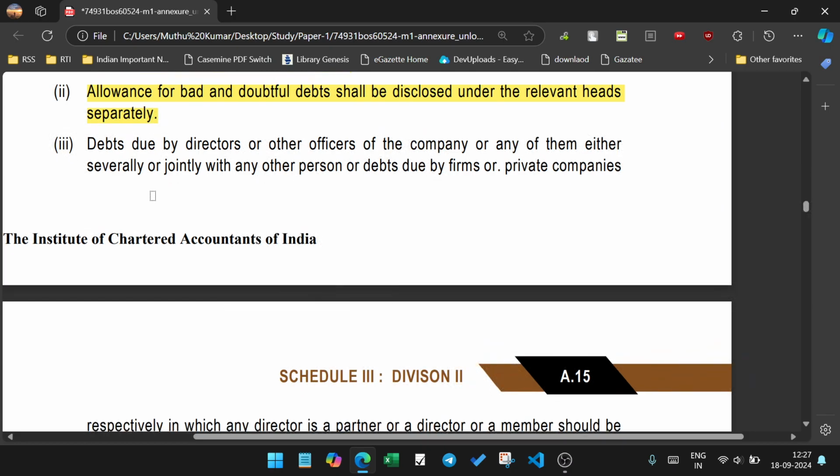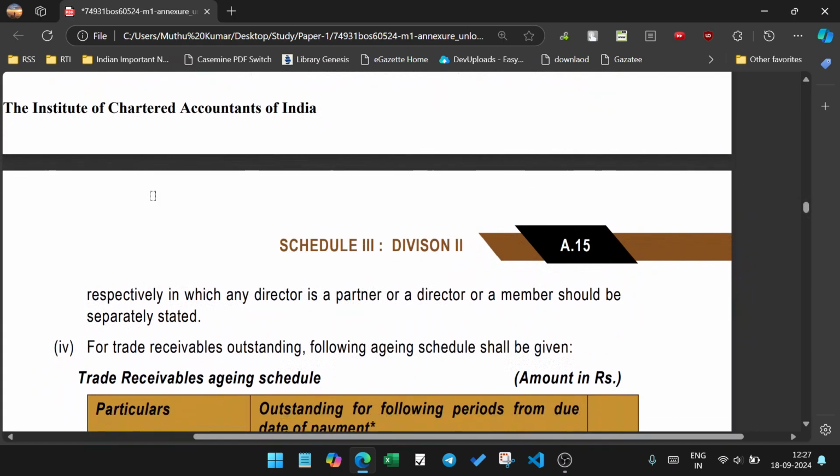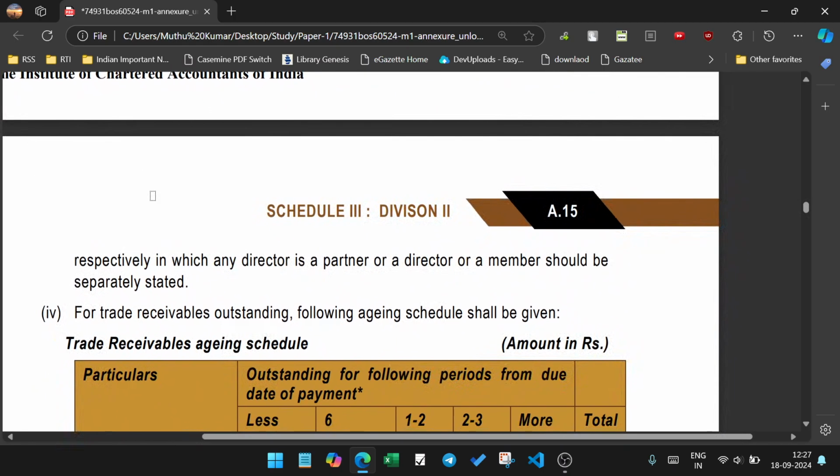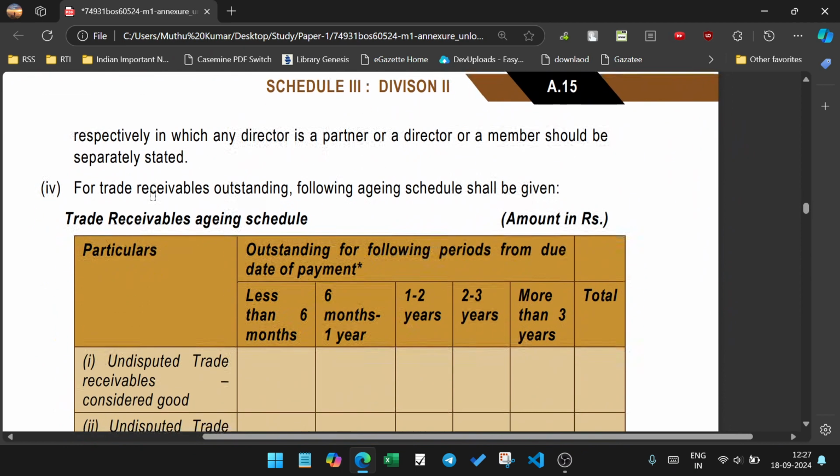And the debts due by the directors or other officers of the company, or any of them, either severally or jointly with any other person, or debts due by firms or private companies respectively in which any director is a partner or director or a member, should be separately stated.